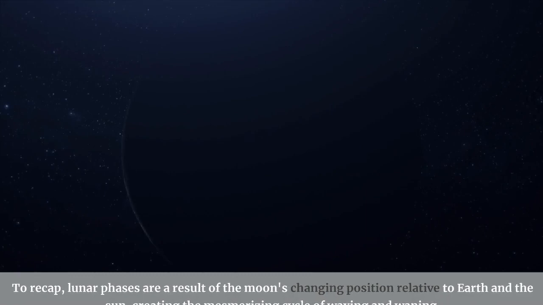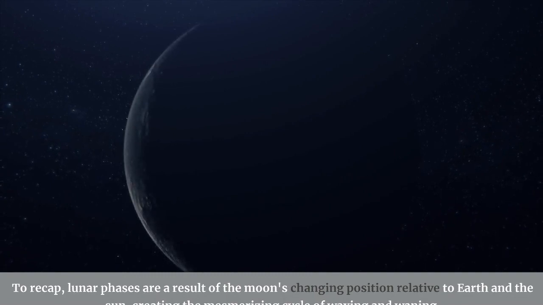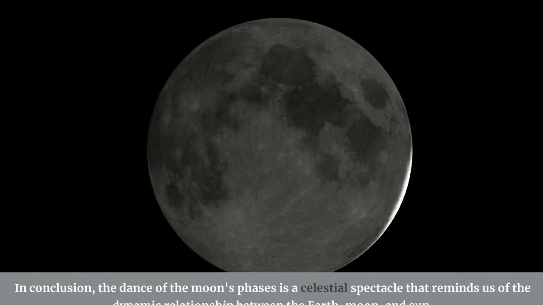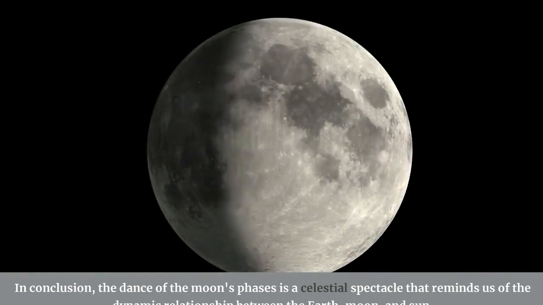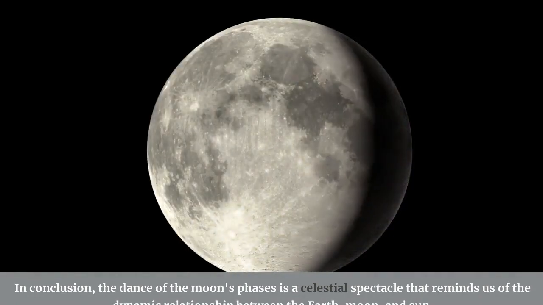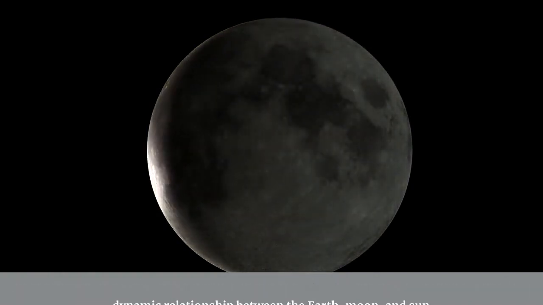To recap, lunar phases are a result of the moon's changing position relative to Earth and the sun, creating the mesmerizing cycle of waxing and waning. In conclusion, the dance of the moon's phases is a celestial spectacle that reminds us of the dynamic relationship between the Earth, Moon, and Sun.